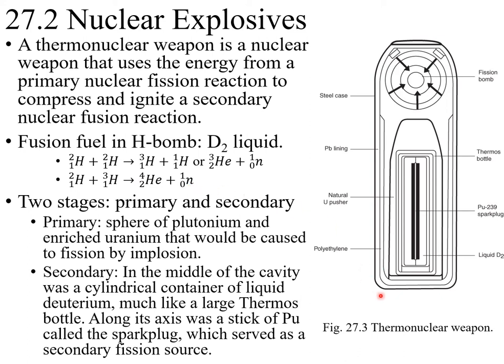As shown in this figure, the unit called Sausage was a hollow steel cylinder, 20 feet long and 6 feet in diameter. The cavity was lined with lead. At one end of the cavity was a primary sphere of plutonium and enriched uranium that would be caused to fission by implosion. In the middle of the cavity was a cylindrical container of liquid deuterium, much like a large thermos bottle. Along its axis was a stick of plutonium called the spark plug, which served as a secondary fission source. The deuterium container was surrounded by a natural uranium pusher. Finally, the inside of the casing was lined with polyethylene.